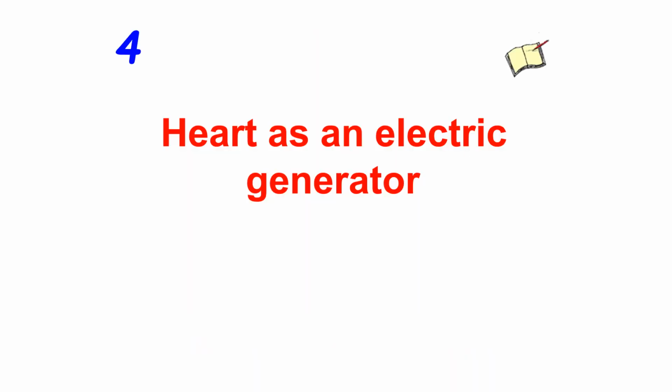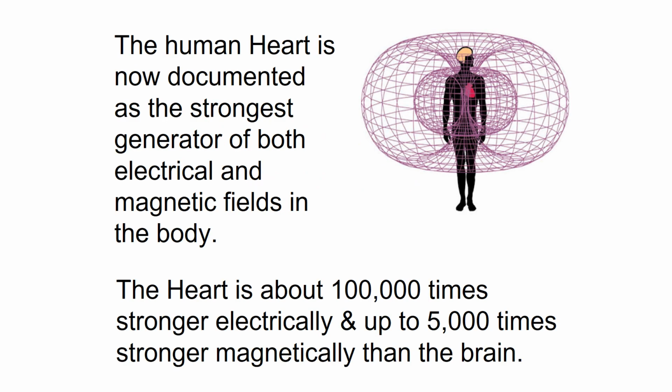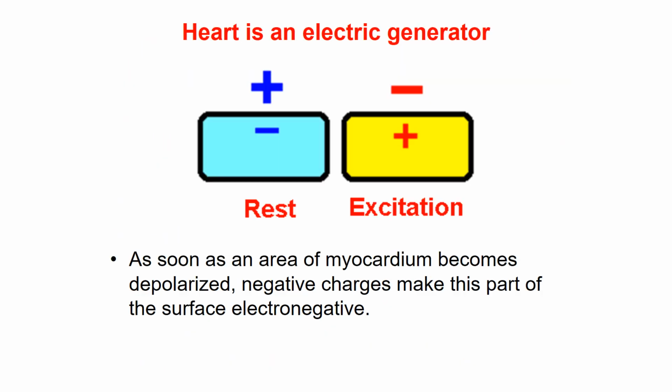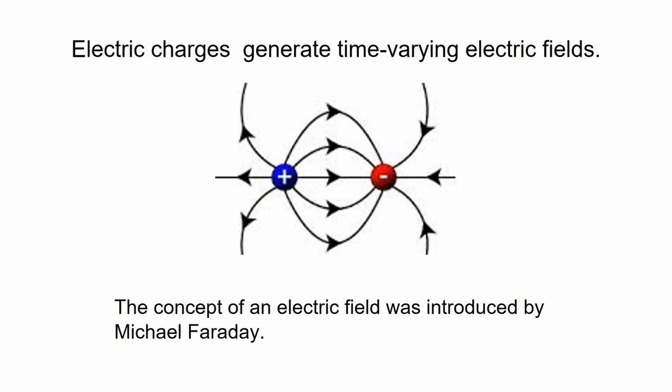Heart is an electric generator. The human heart is now documented as the strongest generator of both electrical and magnetic fields in the body. The heart is about 100,000 times stronger electrically and up to 5,000 times stronger magnetically than the brain. As soon as an area of myocardium becomes depolarized, negative charges make this part of the surface electronegative. Electric charges generate time-varying electric fields. The concept of an electric field was introduced by Michael Faraday.